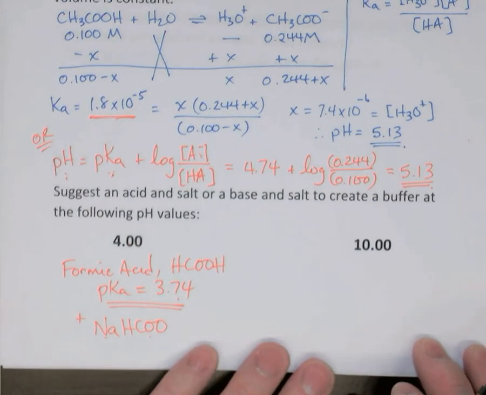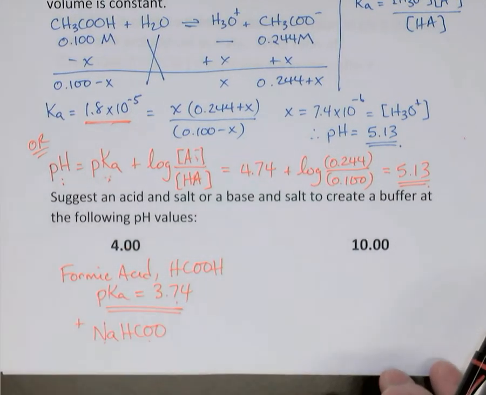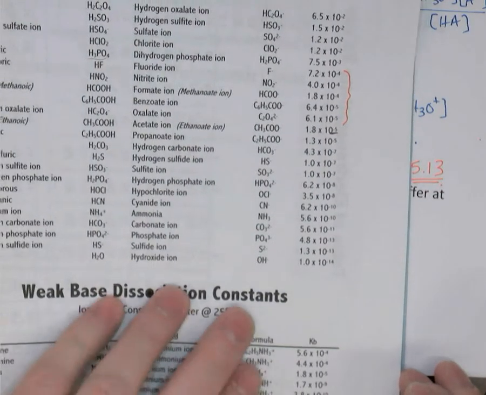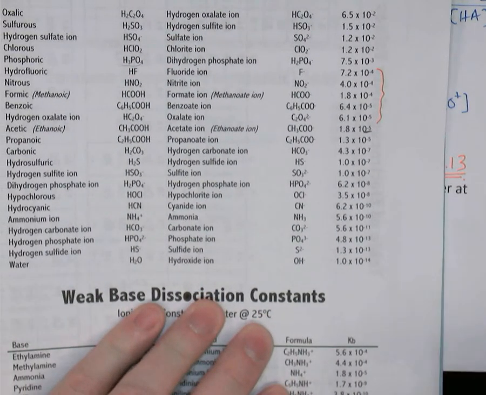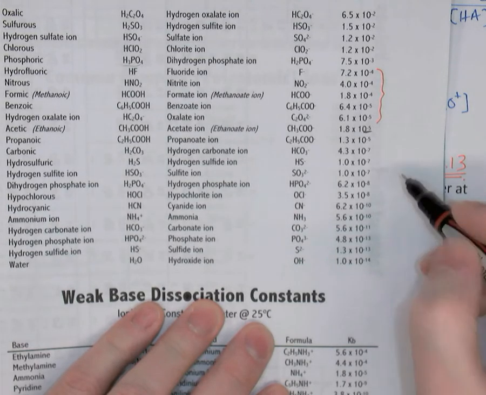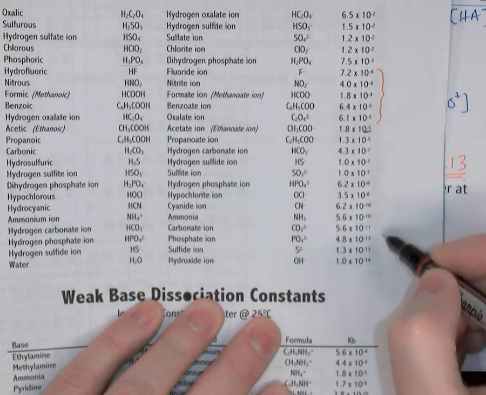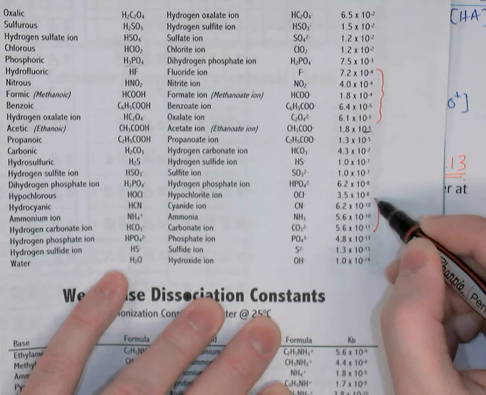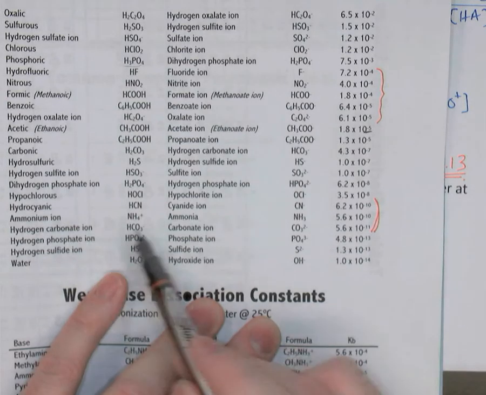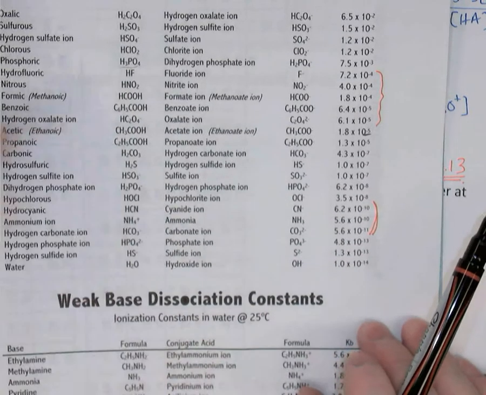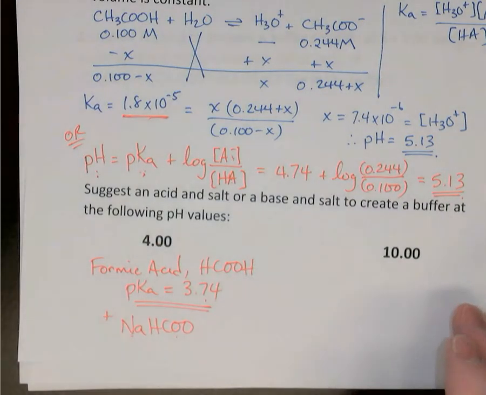If you want a buffer at pH 10, then we want an acid whose pKa value is close to 10. So looking at my list here, pKa close to 10 would mean the Ka is close to 10 to the minus 10. So that would be anywhere from here, the hydrogen carbonate, any of these guys here would be good. Ammonia looks like it would be a good choice, where the ammonium ion is the acid there. So ammonium ion.